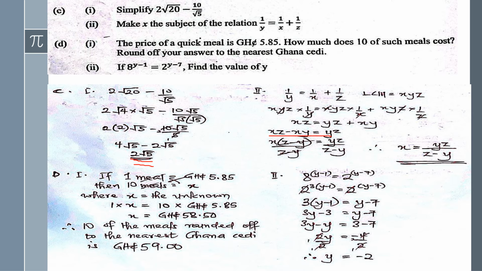For II, we can write it in the exponential form as 2 cubed multiplying 2 raised to y minus 1 as an exponent, and on the right hand side 2 raised to an exponent. Since the bases are the same, that is why it has been cancelled. You equate the powers, and then y will be equal to -2.